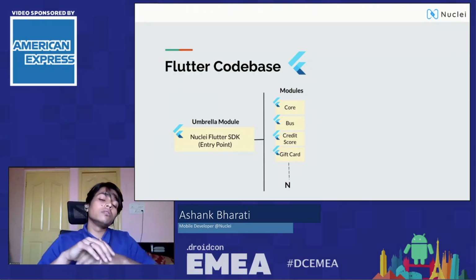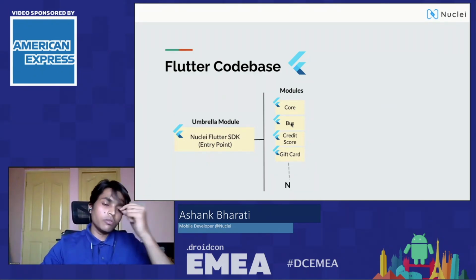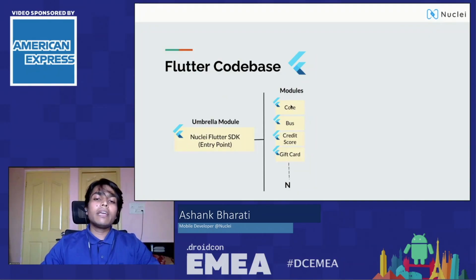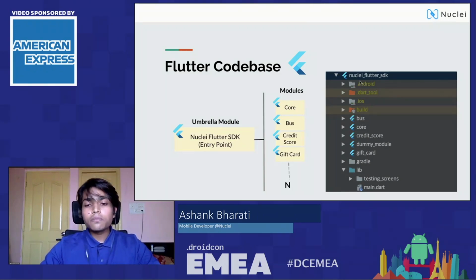Flutter as of now doesn't have good support for multi-modules. As I showed you in Nuclei SDK, we have dependent build modules, right? So we can't directly plug a Flutter module into our Android SDK. So we have built an umbrella module for now, and we have a core module which has all Flutter core services and repositories that we are using under the hood, and we have our independently built categories. As of now, we have built 3 categories: bus bookings, gift card, and credit score. If you see the file structure, you'll see this is an umbrella module, and these are all the categories enclosed by it.